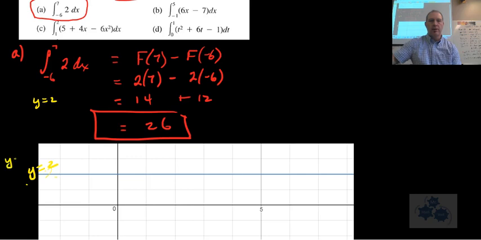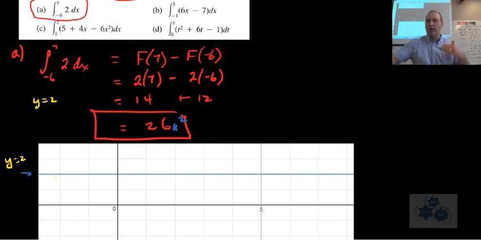You can't see that very well. Y equals 2 is this blue line right here. And so the integral, we were talking about it as being the area underneath the curve. If the curve is above the x-axis, it's the same as the area. So this really is 26 units squared. Now let's see if that makes sense.